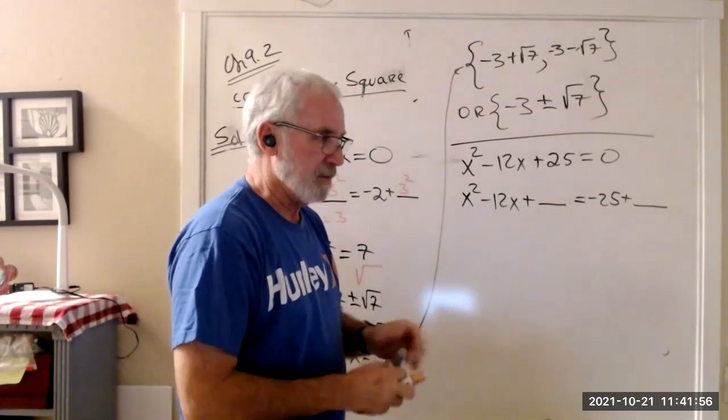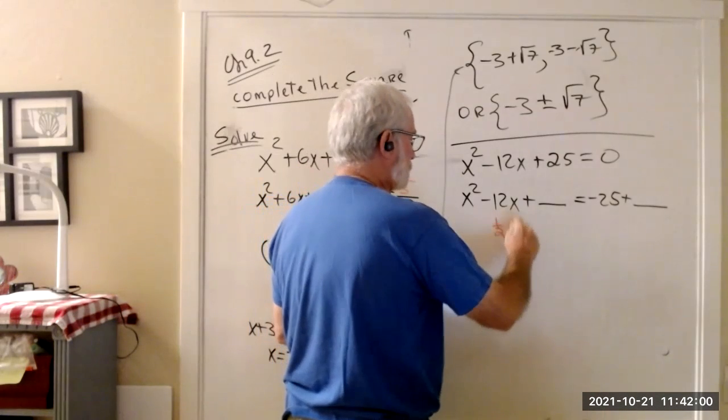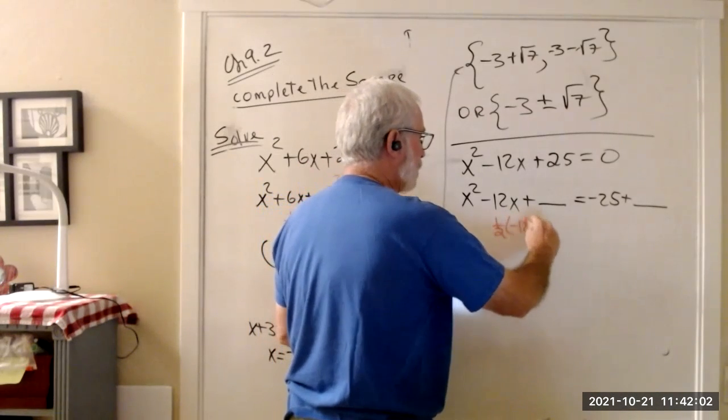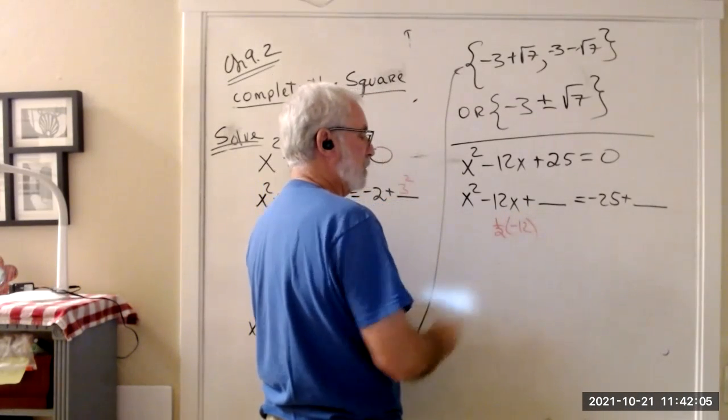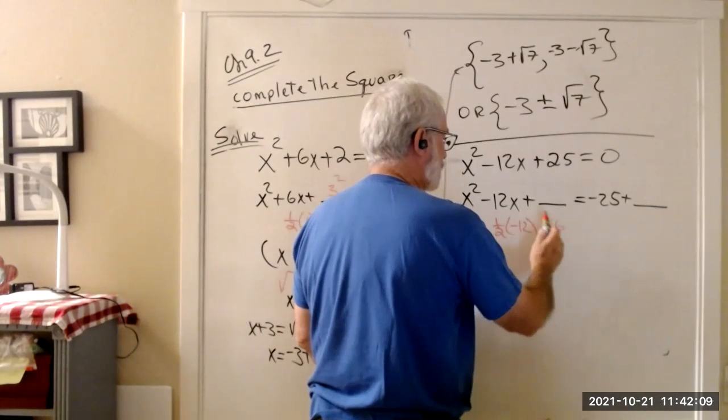How do I find the magic number? You take half times negative 12, okay, is negative 6.